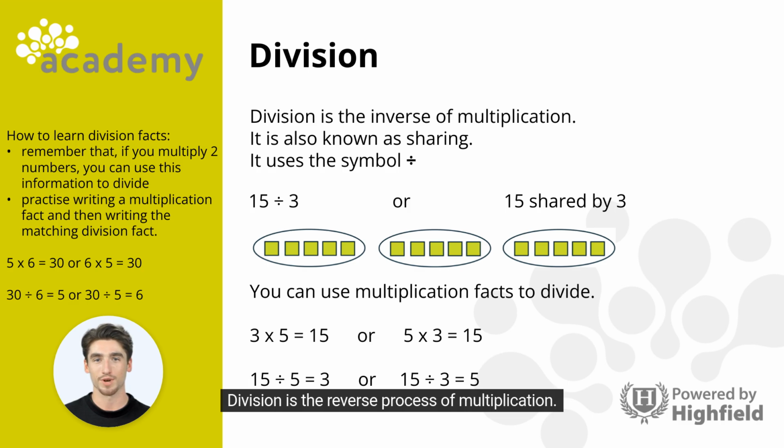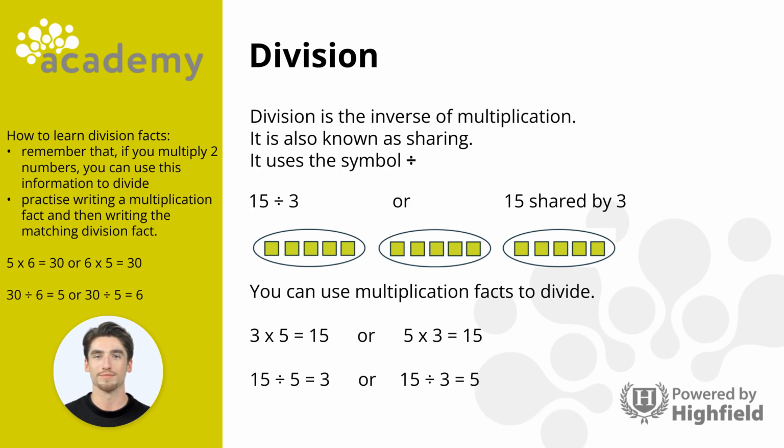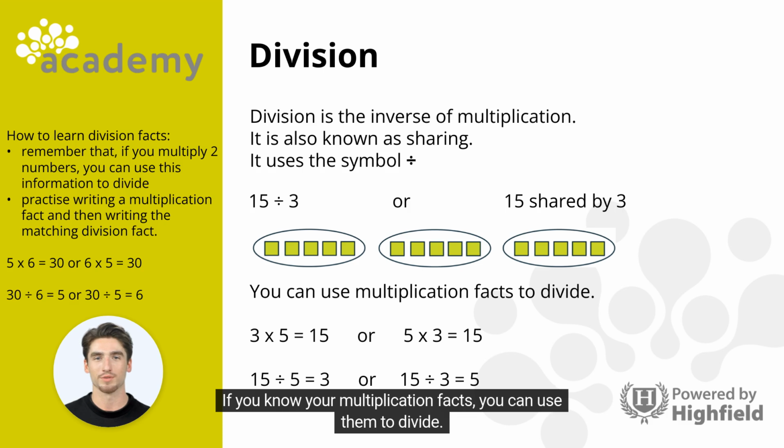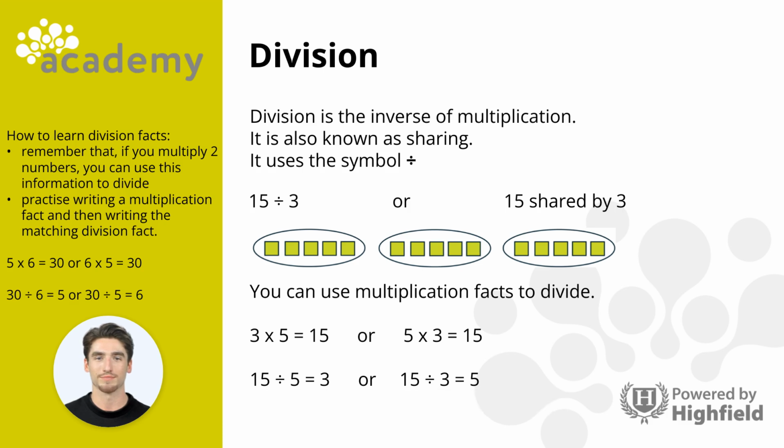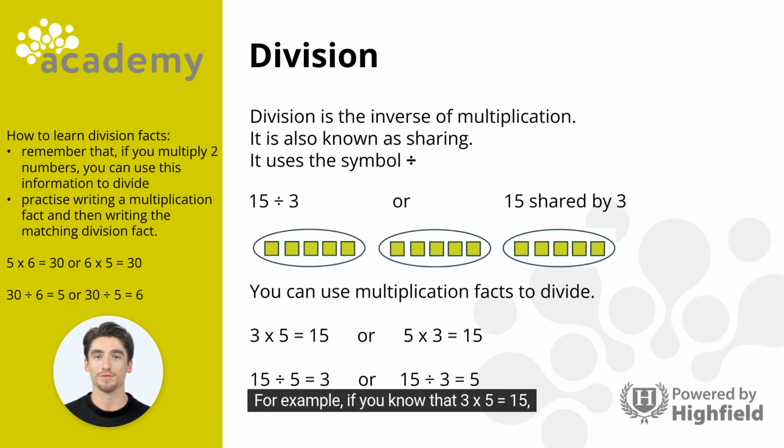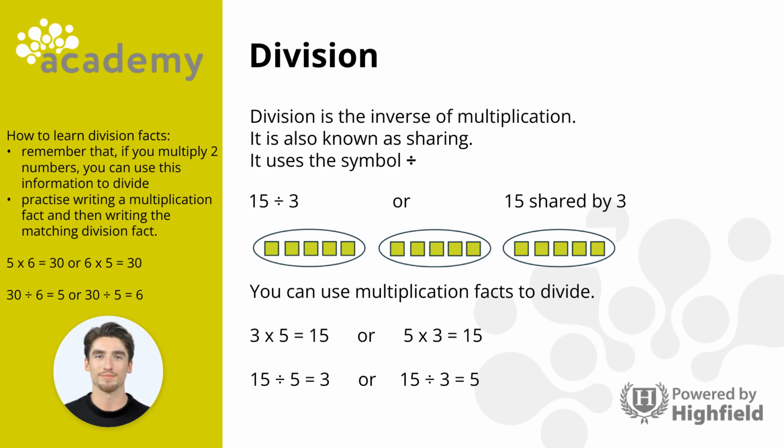Division is the reverse process of multiplication. If you know your multiplication facts, you can use them to divide. For example, if you know that 3 multiplied by 5 equals 15, or 5 multiplied by 3 equals 15, then you also know that 15 divided by 5 equals 3, or 15 divided by 3 equals 5.